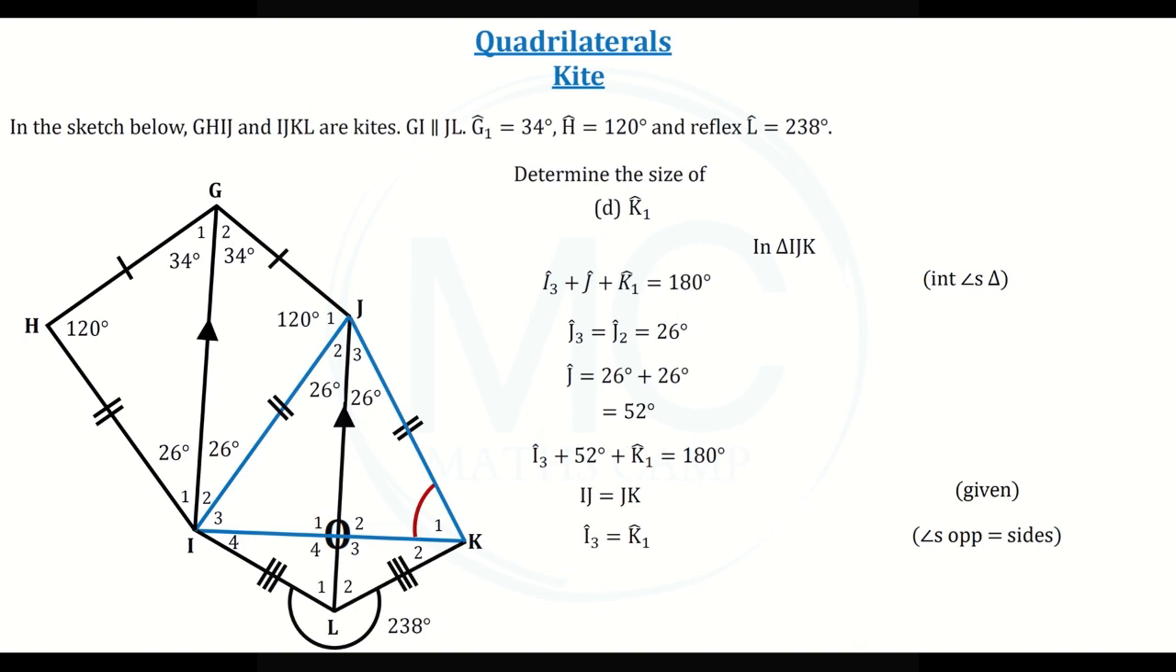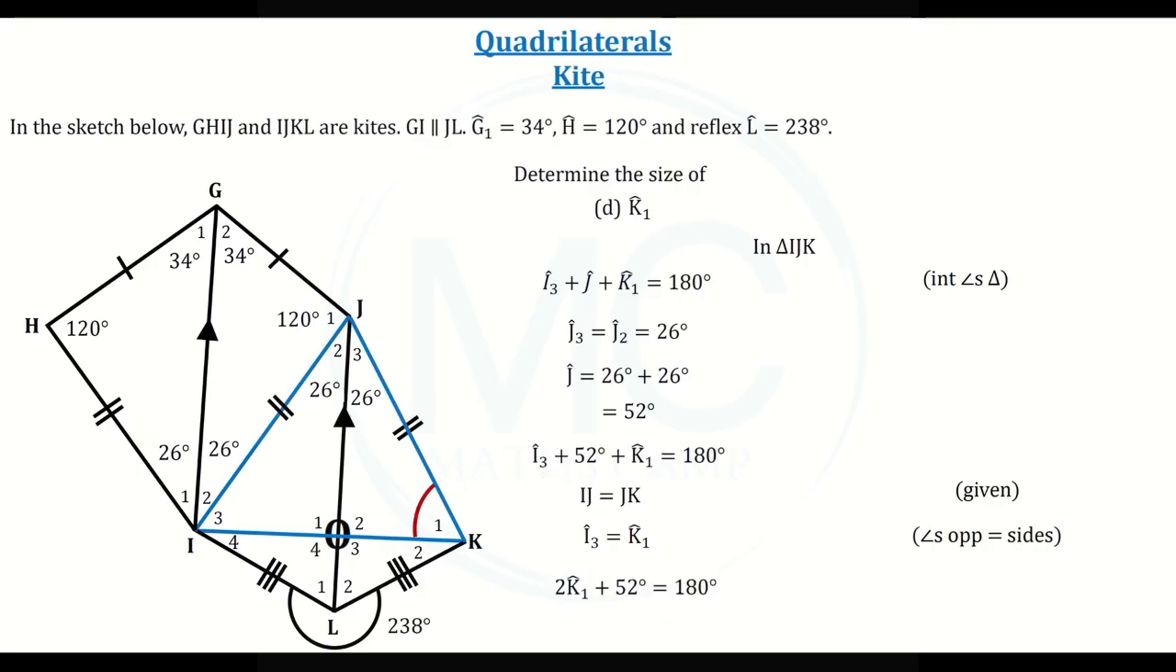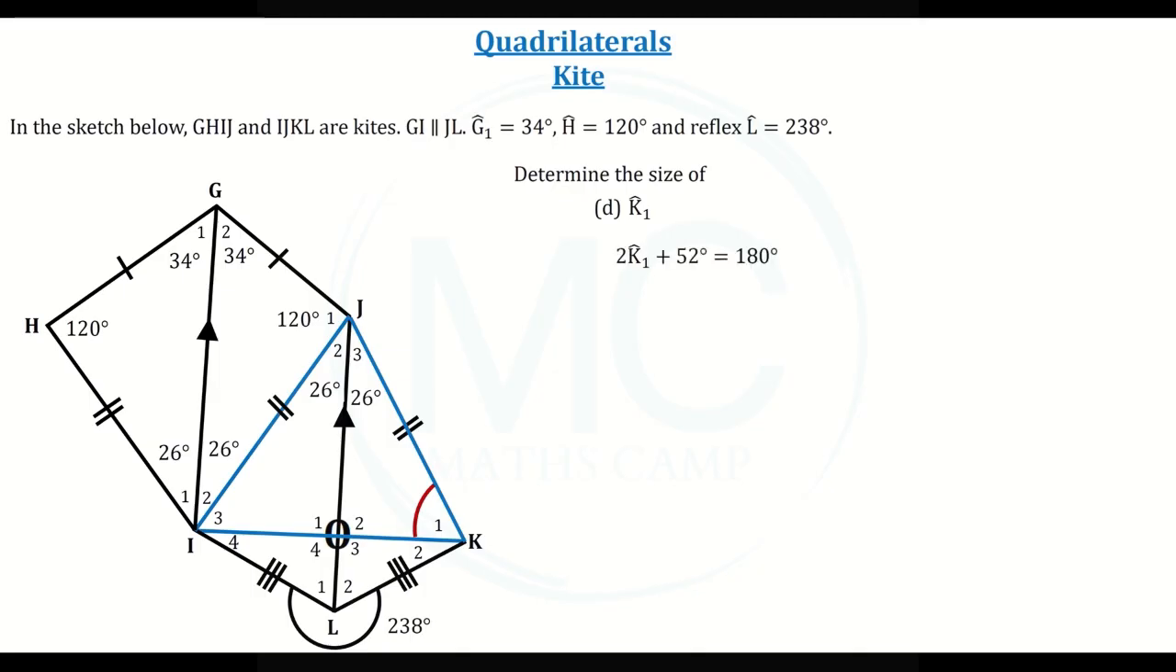If angle I3 is equal to angle K1, we can rewrite our equation as K1 plus K1, which gives us 2 multiplied by angle K1, plus 52 degrees, gives us a total of 180 degrees. Let's quickly make some space and rewrite our equation up here. Now we can use this to find the size of angle K1.